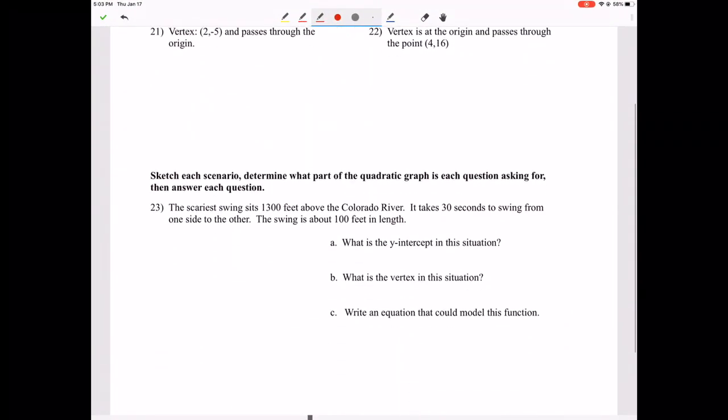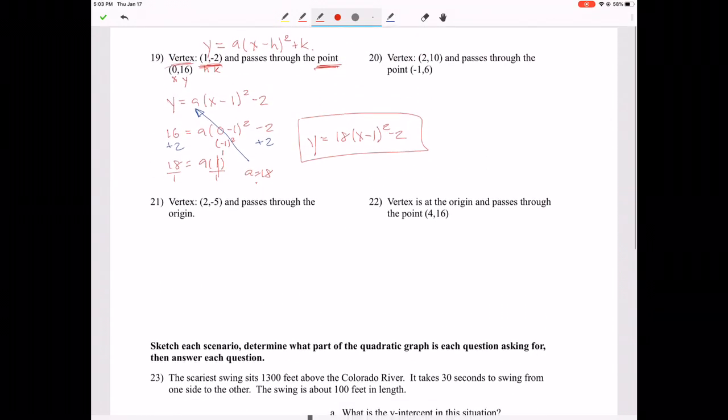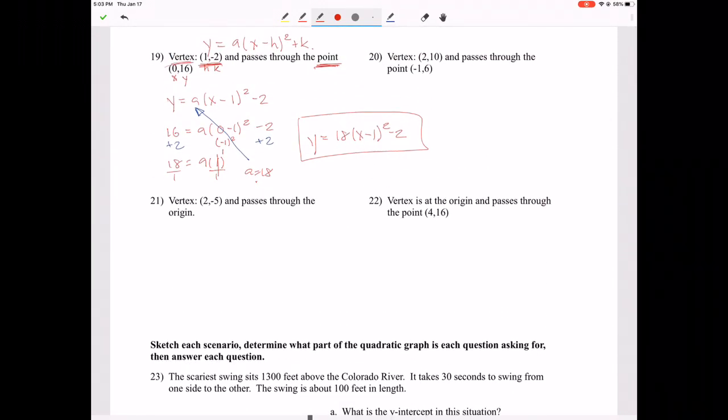Anyways, hopefully, I don't know if that helped or if it just confused you. If it did, just ignore that. So either way, they give you the vertex, that's your h and k. You memorized what the vertex form is. We plug h and k in. We still don't have a, so we need to plug in another point for our y and our x. And you solve for a, and you plug that back into your equation.